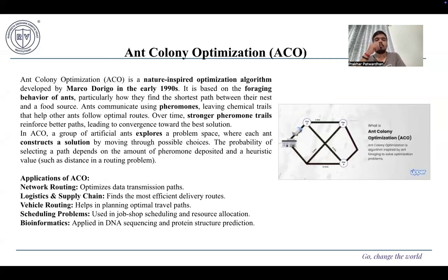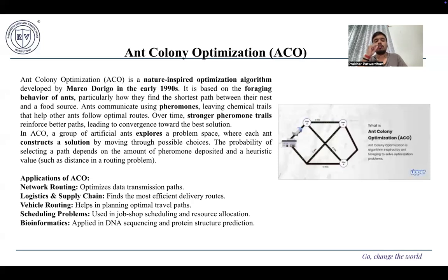Ant colony optimization is a nature-inspired optimization algorithm developed by Marco Dorigo in the early 1990s. It is based on the foraging behavior of ants, particularly how they find the shortest path between their nest and a food source. Ants communicate using pheromones, leaving chemical trails that help other ants follow optimal routes. Over time, stronger pheromone trails reinforce better paths, leading to convergence towards the best solution.